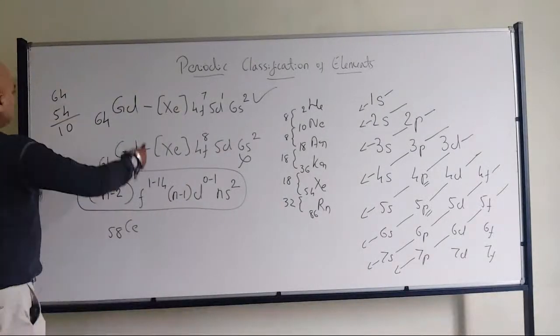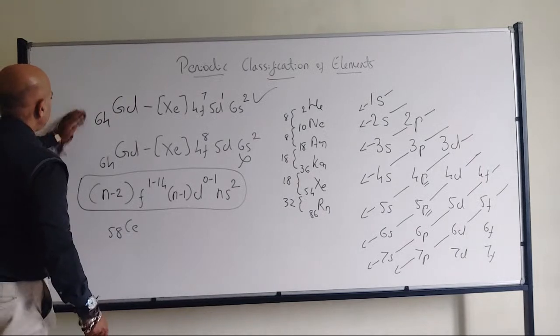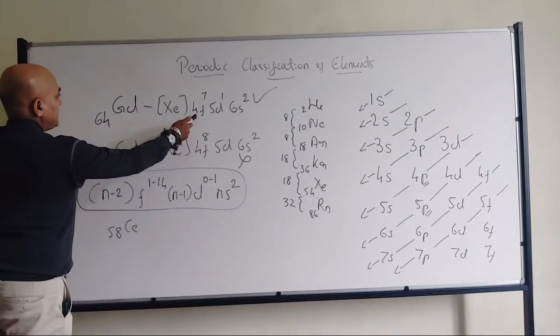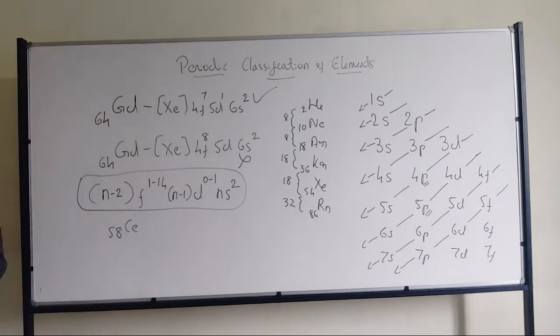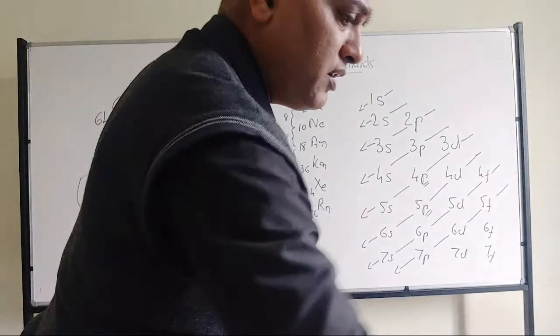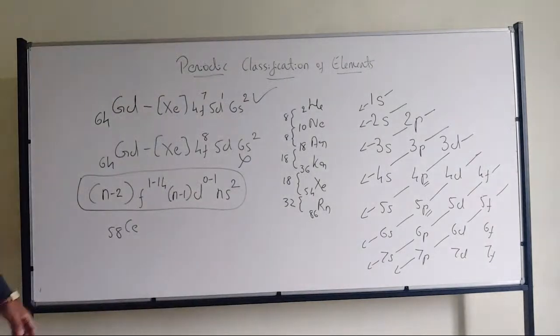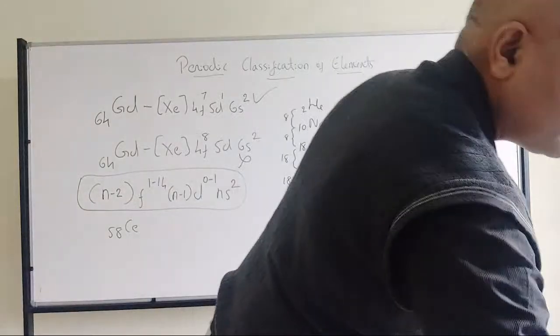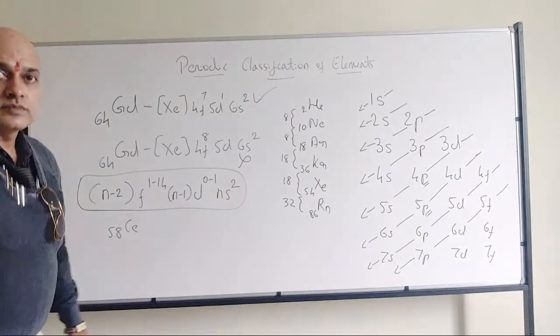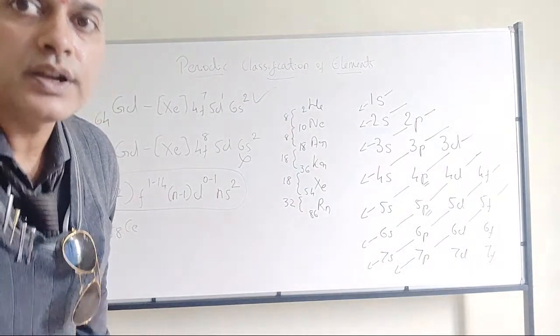See, here gadolinium has followed half filled stability. 4f7 it will do, not 4f8. So one electron it has shifted to 5d. Okay? Now can you write it for cerium? F2, okay.